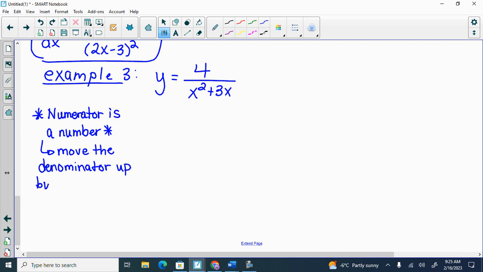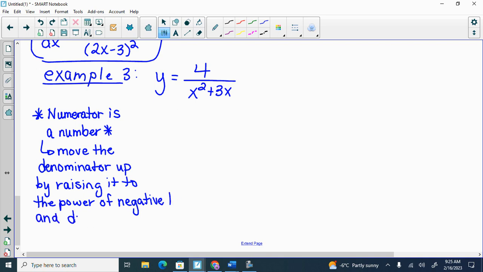By raising it to the power of what? Yes. The whole thing though, right? And do chain rule.